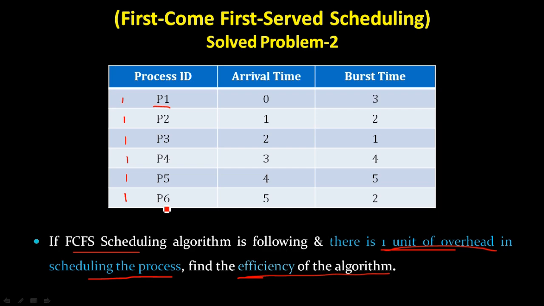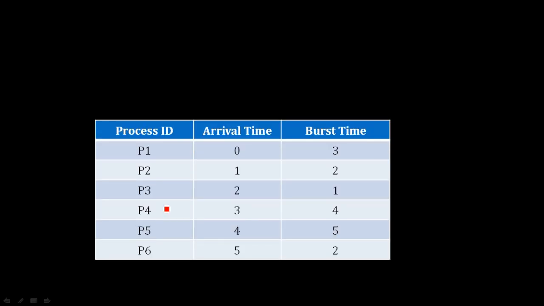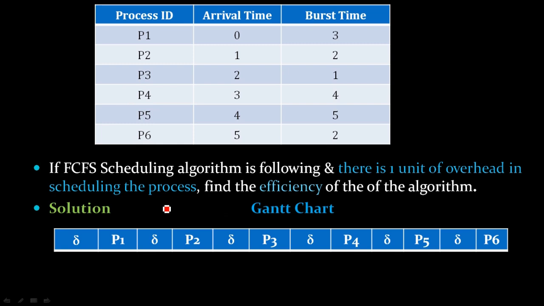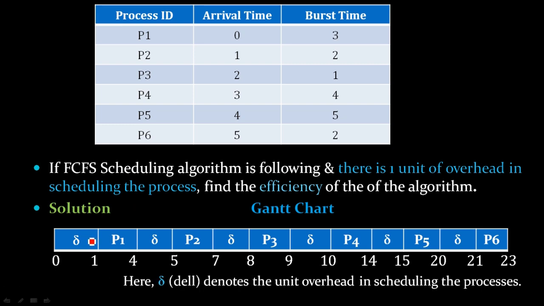Now let us take the example. Let us prepare the Gantt chart based on this table. So this is the Gantt chart we have prepared based on this table. Now you can see there is a del symbol, right? So this del denotes the unit overhead.